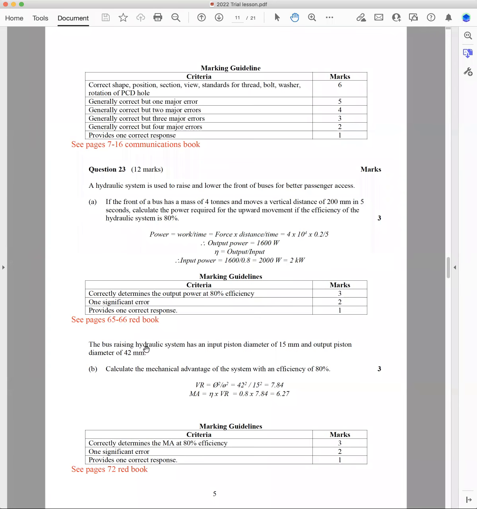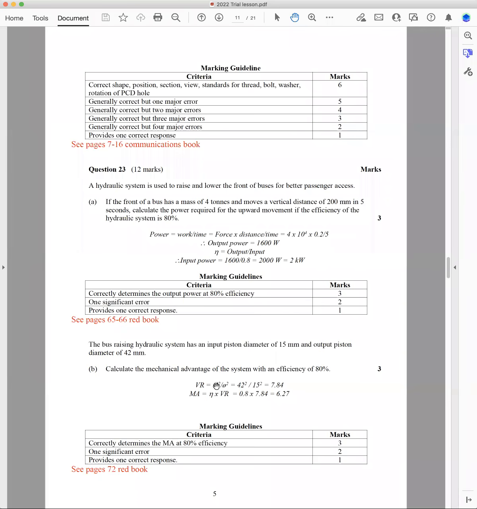The bus raising hydraulic system has an input piston diameter of 15 millimeters and output piston diameter of 42 millimeters. Now, this was a gift, this question, and a lot of you still didn't do it. You've got to remember this formula because it's a derived formula. And the velocity ratio of a hydraulic system is the output cylinder diameter squared over the input diameter squared. A few of you used it, but you failed to square it. So that's the velocity ratio, and you've just got to remember it.